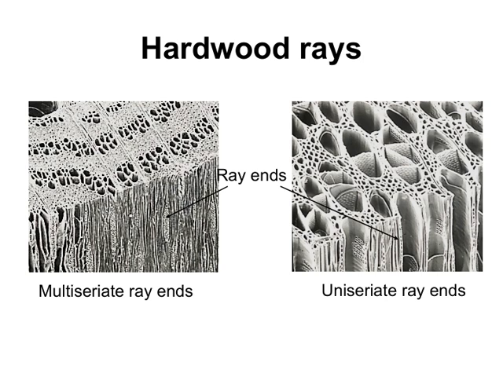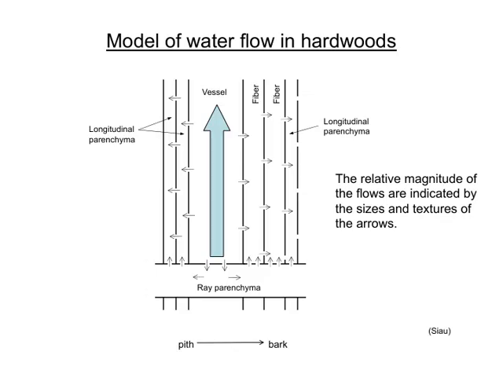Recognizing these features allows us to appreciate the complexity and diversity within hardwoods, which is essential for applications ranging from woodworking to forestry. Let's take a closer look at this model of water flow in hardwoods, based on Sayu's work. As you can see, the diagram highlights the different pathways water takes through the vessel, fiber, and parenchyma cells. The sizes and textures of the arrows indicate the relative magnitude of these flows, so the thicker or more textured arrows represent larger volumes of water moving through those pathways.